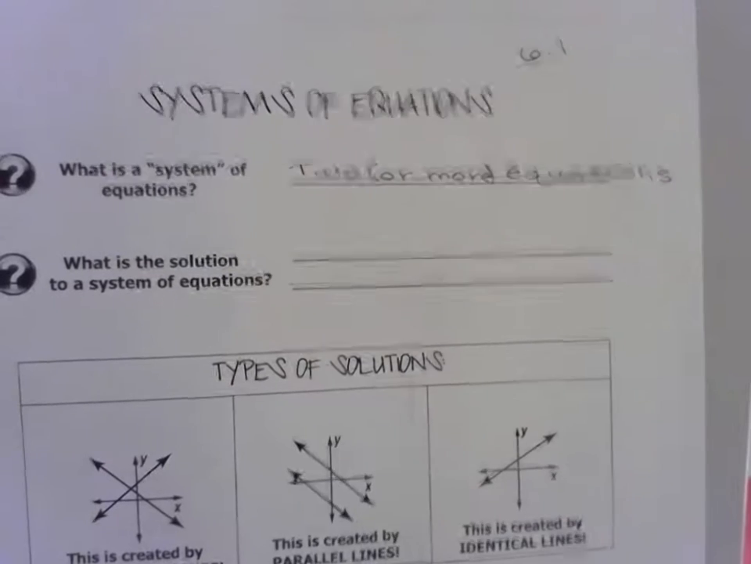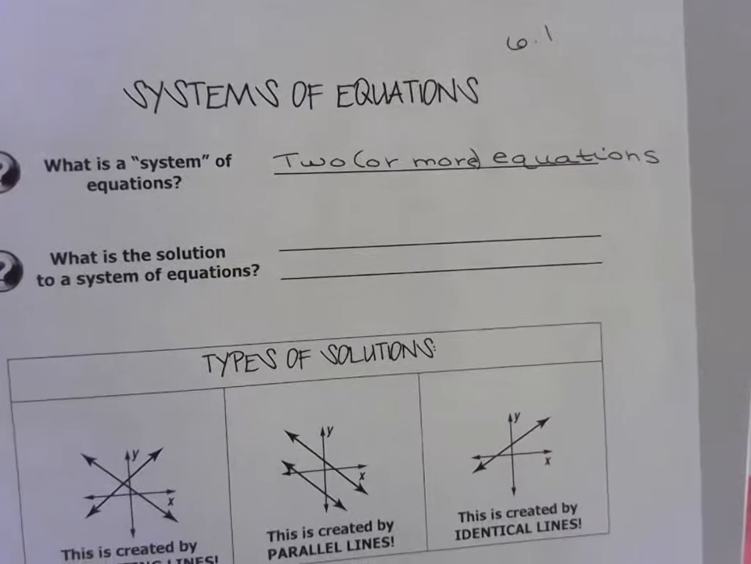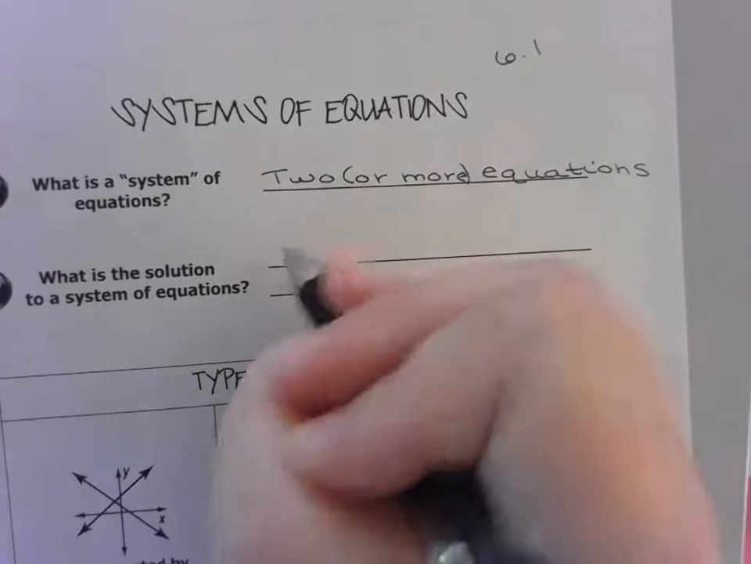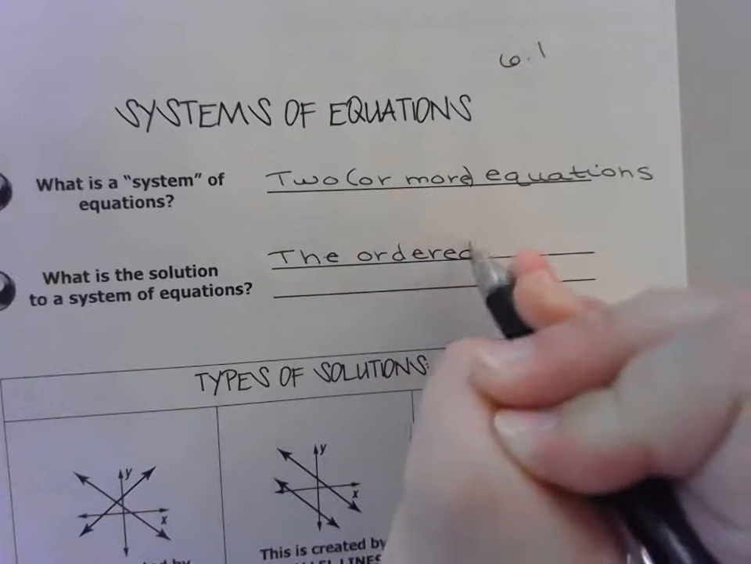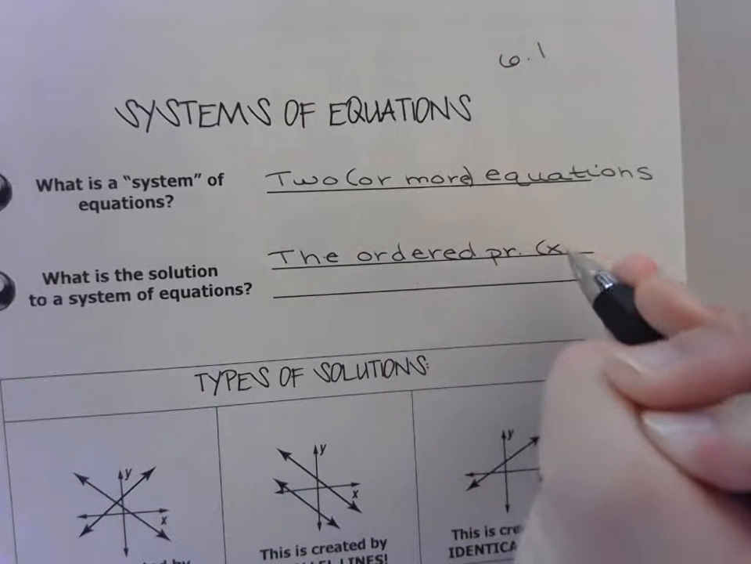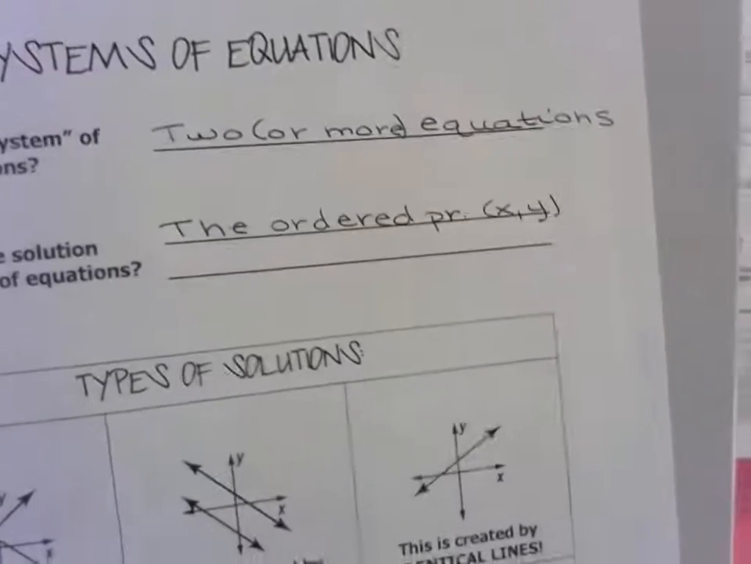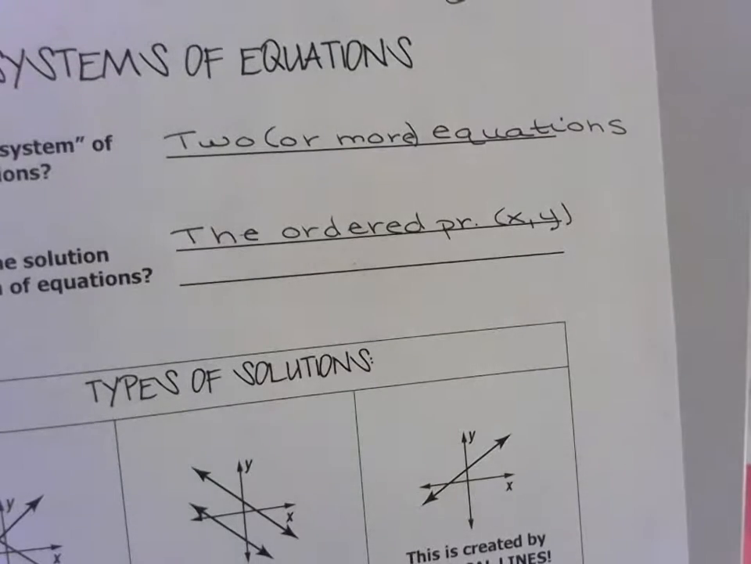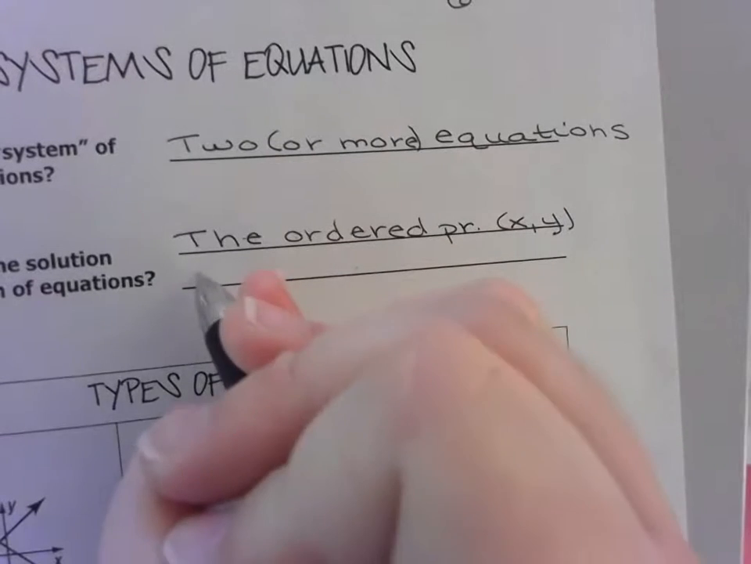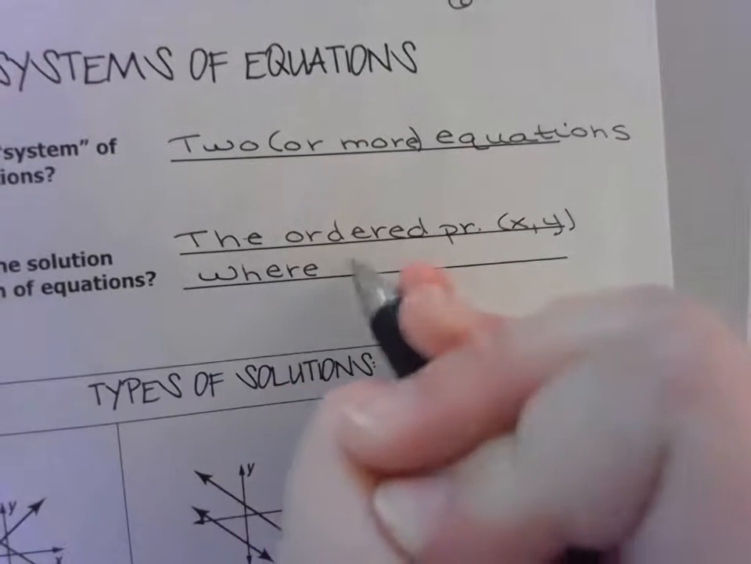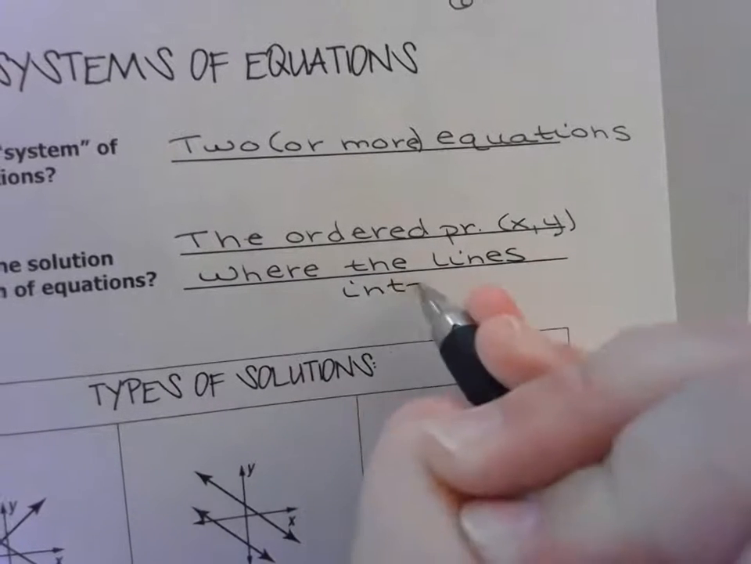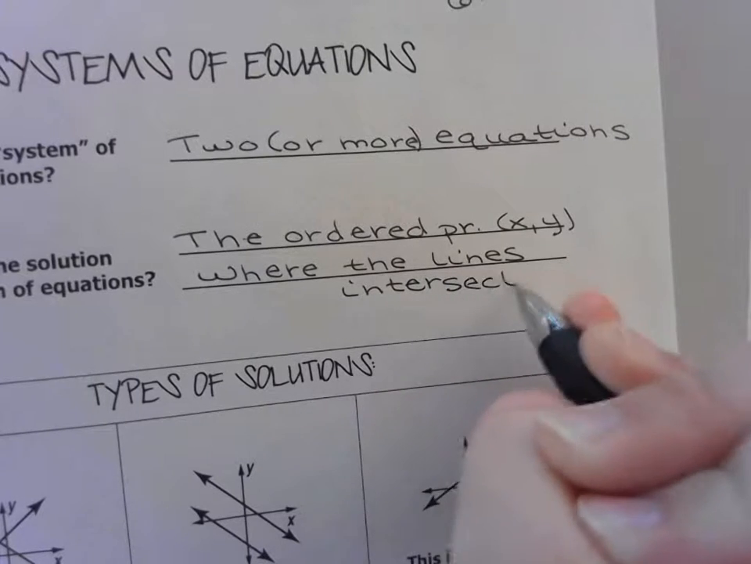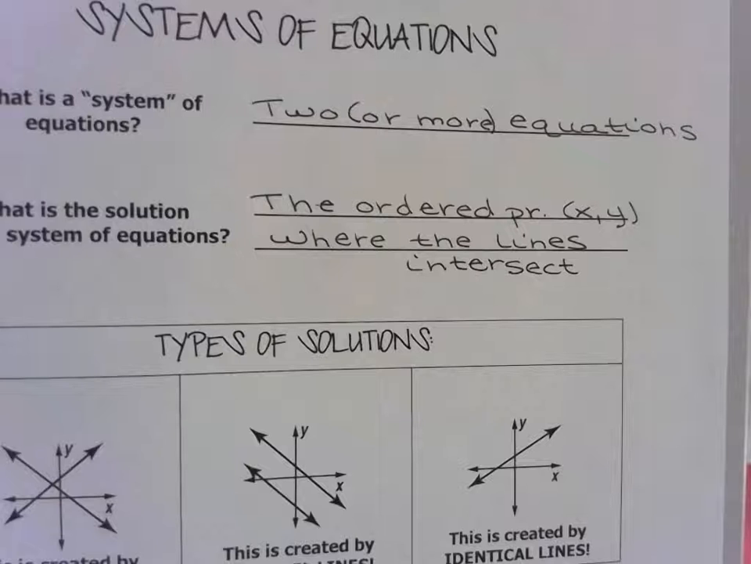And then the second part, what is the solution to a system of equations? It is the ordered pair. So it's the ordered pair x comma y. That's what an ordered pair is. We've dealt with that a lot. So it is the ordered pair x comma y where the lines intersect. So we are looking for the ordered pair, an x and a y value. I need an x and a y value for part of my answer.